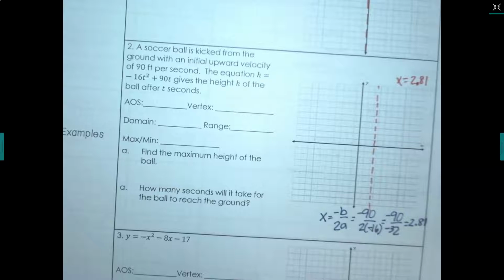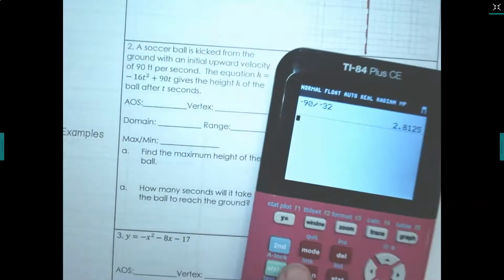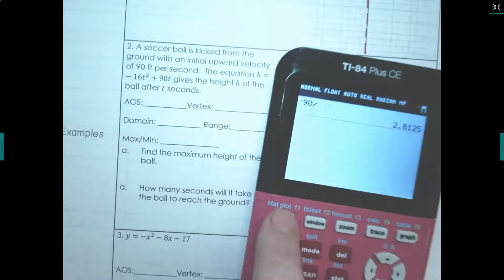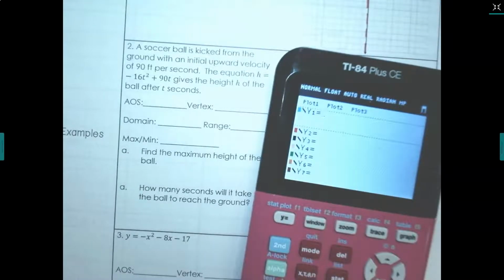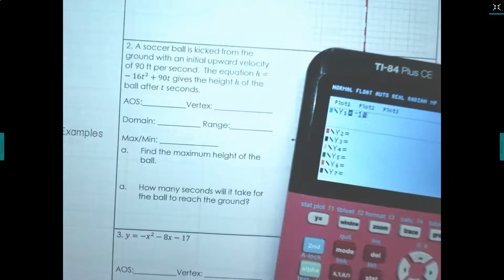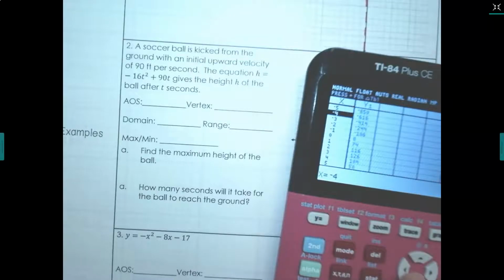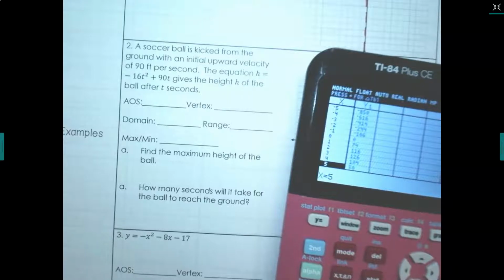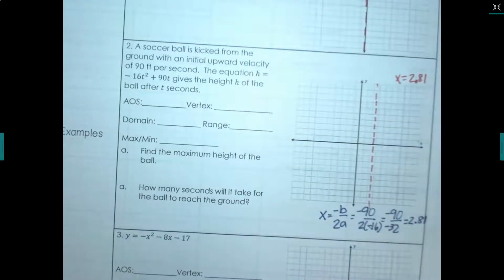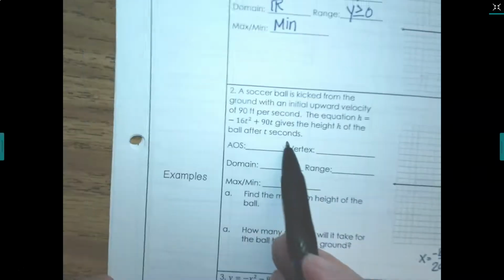Now, is 2.81 in our table of values? No, it's not, but let's go ahead and put this in. Go into y equals, clear out anything that's there. And we have -16. They use the letter t, but we only have x, so just put an x squared plus 90x. And when we look at the table of values, we do not have 2.81 in there. We have all whole numbers. So here's what happens. You're just going to plug in 2.81 into this equation.